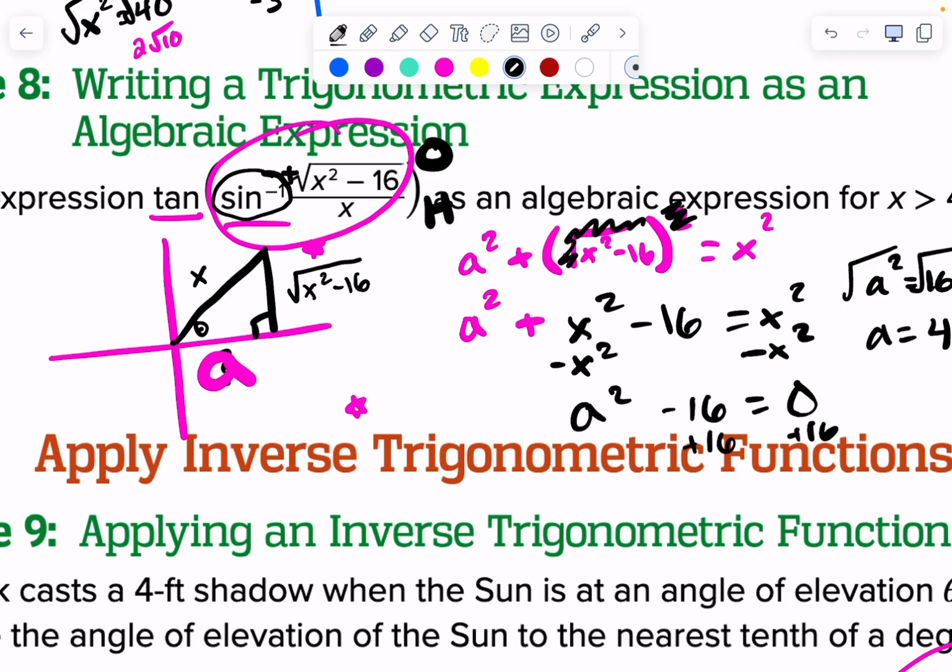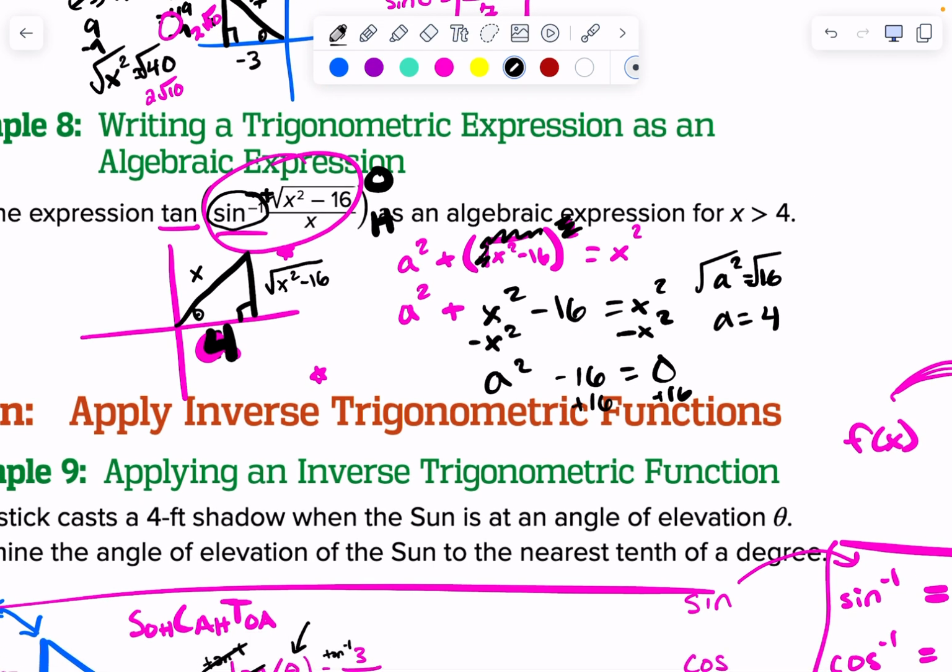Is it a positive 4 or a negative 4, though? Because technically the square root of 16 is plus and minus 4. But in this case, it's going to be positive 4 because we're going to the right. So we found the third side of the triangle.